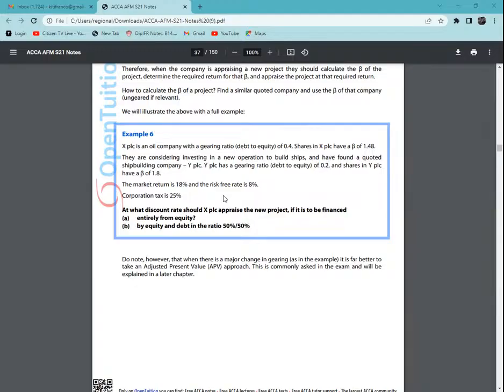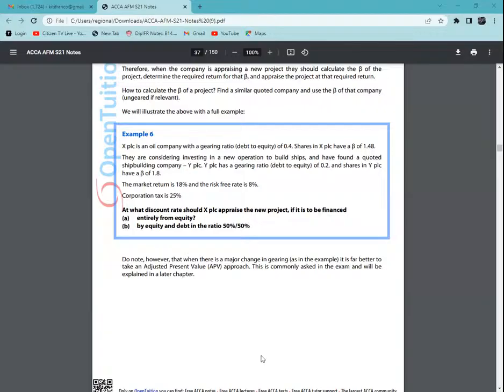Ladies and gentlemen, in such a question, when I see them giving me the market return and the risk-free rate of return, what should we have at the back of our mind, ringing? What should we be thinking about? When I see market return and risk-free, CAPM. Thank you, CAPM. Yes.